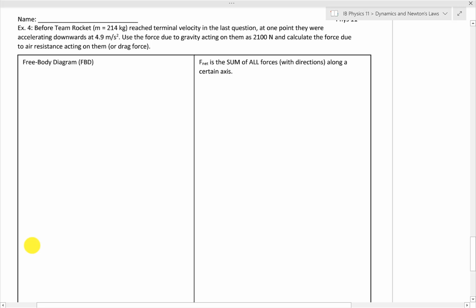So let's just make sure we understand the problem. Before Team Rocket reached terminal velocity, they were falling down. There is a point they were accelerating downwards at this rate. We continue to use the force due to gravity as 2,100 newtons, just like the previous question, but this time you are calculating the force due to air resistance acting on them. So kind of a one notch up from last question.